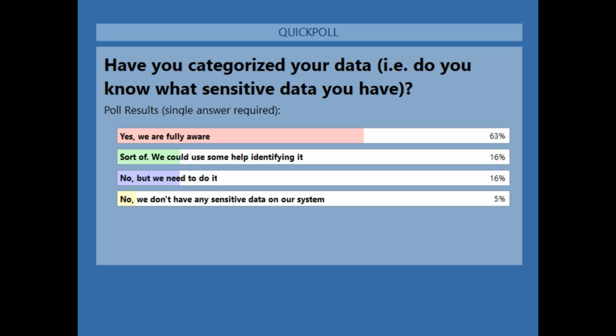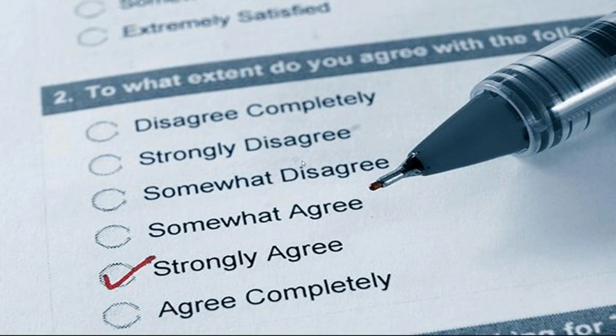So 63% of you say that you are fully aware of the categorized data on your system. Some of you said that you could use some help. Others recognize that, in fact, you need to do it but haven't started yet. And of course, there's always the rebel in the group that says they don't have any sensitive data on their system. So kudos, your job is easier than the rest of us. All right, let's carry on. Thank you for participating there. It's one of those where sometimes you don't think about what would be sensitive and what is not.